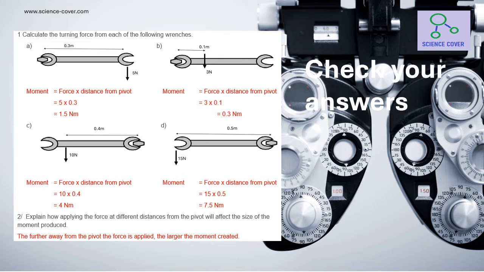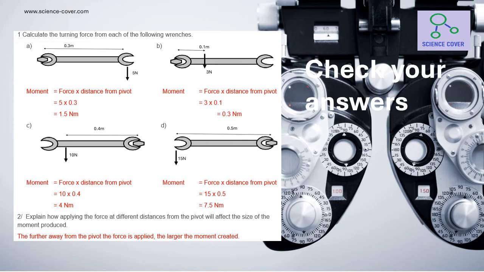So for the first one, we have 5 multiplied by 0.3, so that's 1.5 Newton meters. For the second one, we have 3 multiplied by 0.1, so that's 0.3 Newton meters. For the third one, we have 10 multiplied by 0.4, so that's 4 Newton meters. And for the fourth one, we have 15 times 0.5, so that's 7.5 Newton meters.